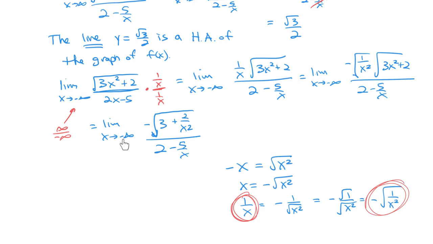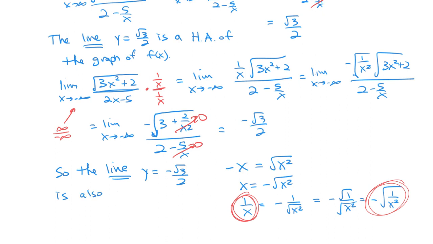So as x approaches negative infinity, this will still go to 0. This will also go to 0, right? We can make both of those terms as close to 0 as we want. That term goes to 0. And the limiting value then is negative square root of 3 over 2. Okay, so that means that the line, again, it's a horizontal line, y equals negative square root of 3 over 2 is also a horizontal asymptote of the graph of f of x.